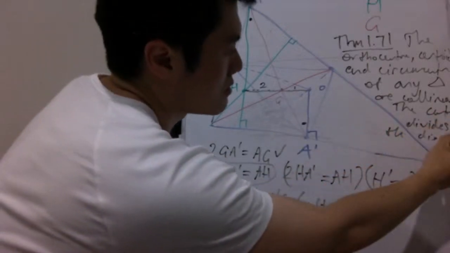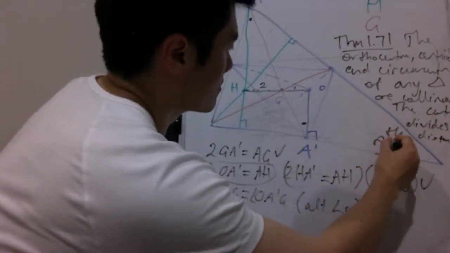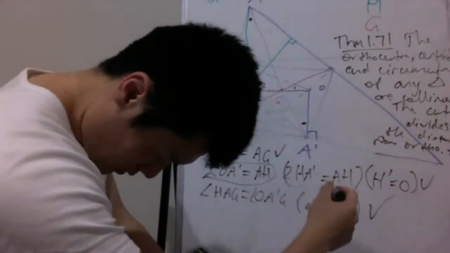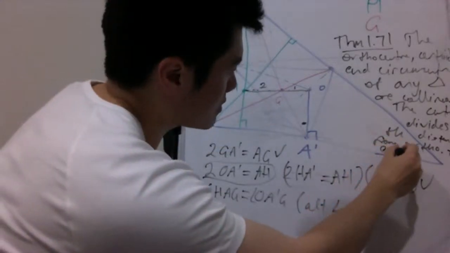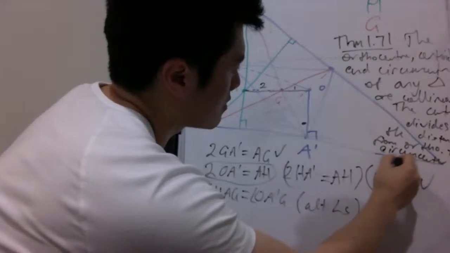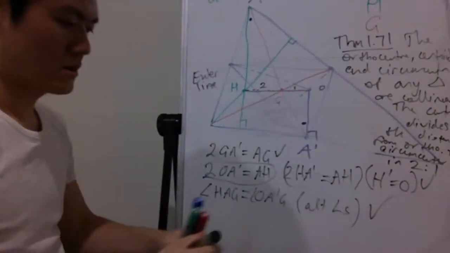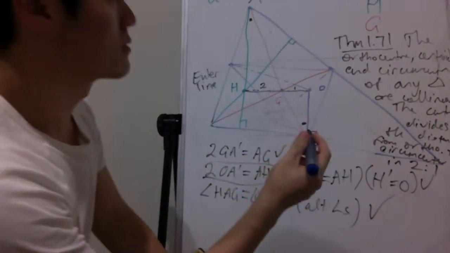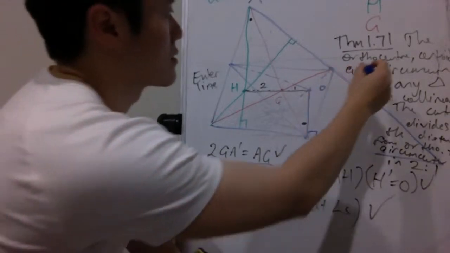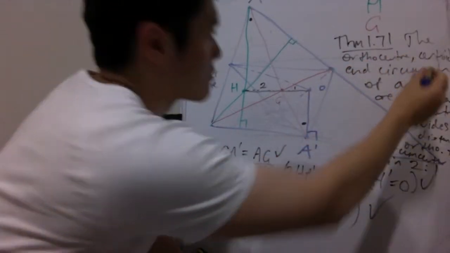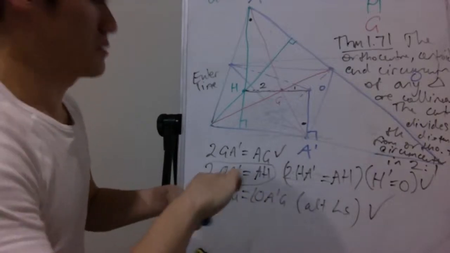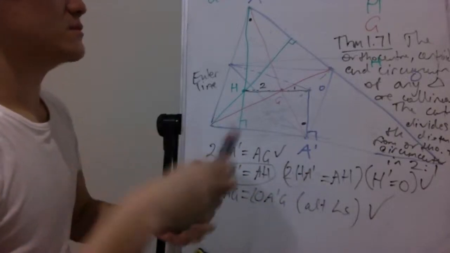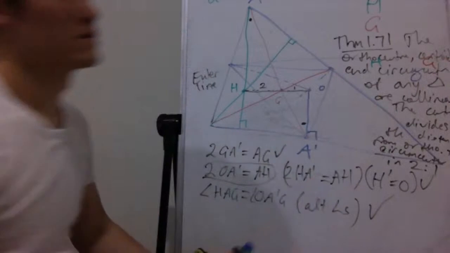All right, the centroid divides the distance from the orthocenter to the circumcenter in the ratio 2:1, yeah? And just to make things more or less confusing, depending on where you're coming from, I'm going to write O for circumcenter here, H for orthocenter there, yeah? And G for centroid.